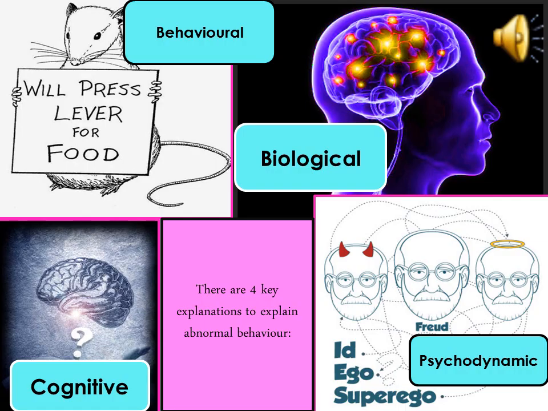Here we have 4 of the key explanations to explain abnormal behaviour, which you may have already started to look into with the last presentation that I did for you all, where I asked you to look into different key approaches. We have behavioural explanations, so things like your experiences throughout your life, learned behaviours that you may have learned from other people, and from witnessing things yourself throughout your life. We have biological, which of course explains itself with the name. We look at the biological approach to abnormal behaviour.